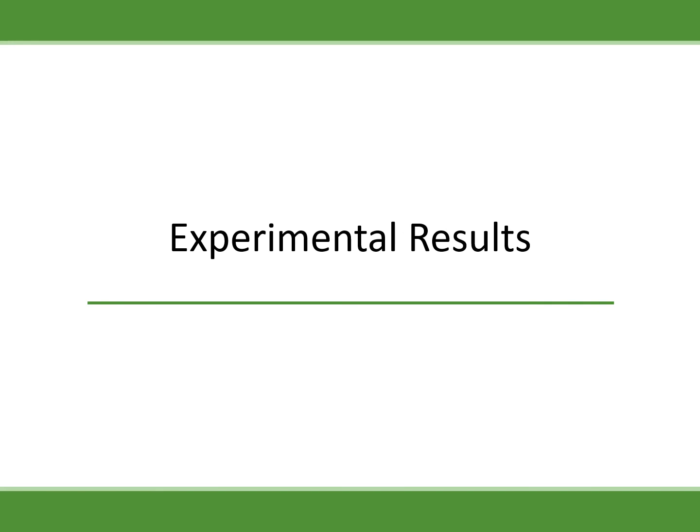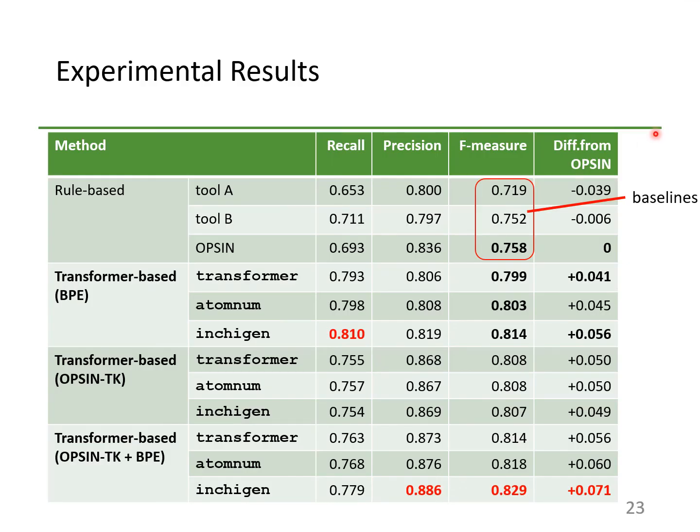Then I'd like to show experimental results. This table shows the experimental results. Transformer-based ones are our proposed methods. The notations BPE and OpsinTK indicate the use of the BPE-based and Opsin tokenizers, respectively. OpsinTK plus BPE uses BPE if the Opsin tokenizer succeeds. Otherwise, the model doesn't generate SMILES strings.